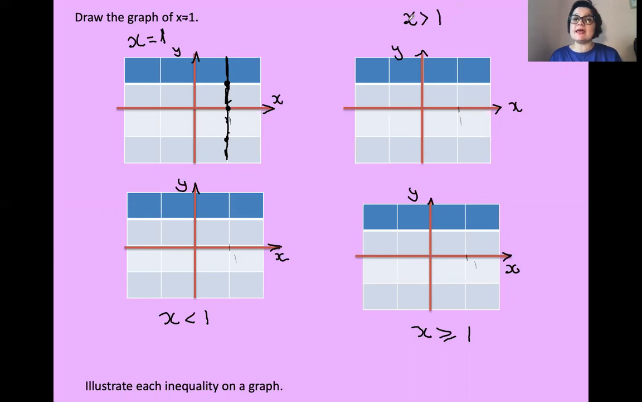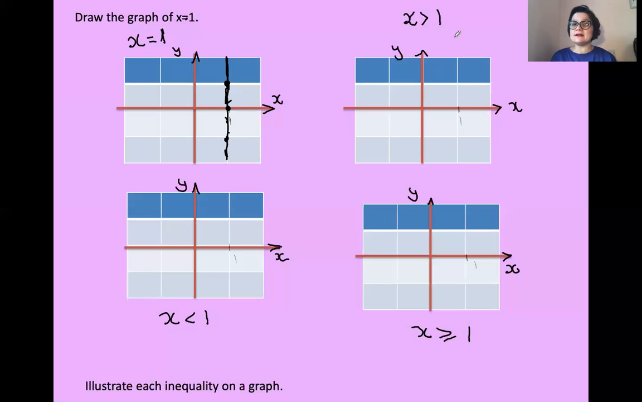Right, next one, x bigger than 1. When you solve inequalities graphically, you need to find the region that satisfies this inequality, x bigger than 1, for example. But you have to start from drawing the graph. So you need to draw the x equals 1 graph.